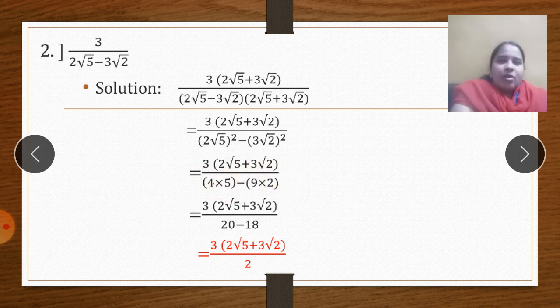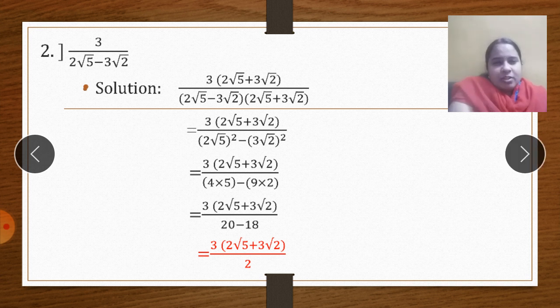Okay? Next step is what? Write the numerator as it is. Denominator will be 4 5s are 20 minus 9 2s are 18, which is nothing but 2. Since nothing can be cancelled here, 3 and 2 cannot be divided, so leave this as the final answer. So I have got a rational number in the denominator, that is 2. This is what we are doing, rationalizing the denominator. From an irrational number, we are rationalizing it and getting a rational number. Right? So what is the final answer? 3 into 2 root 5 plus 3 root 2 upon 2.